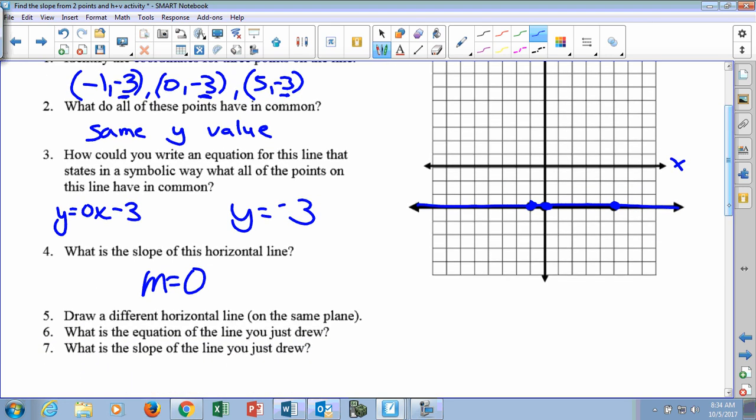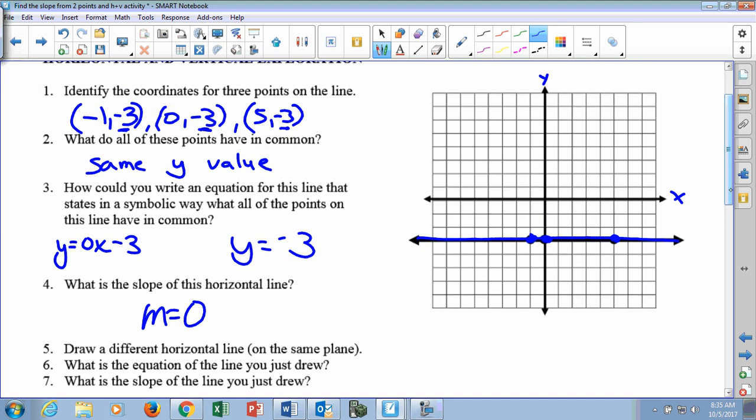All right, so I want you to take just a second. Draw a different line somewhere. Anywhere on the paper, draw another horizontal line. I'll draw one too. I'll draw one up here. How's that? So there's my horizontal line. Okay, you draw one. Draw one in a different spot.